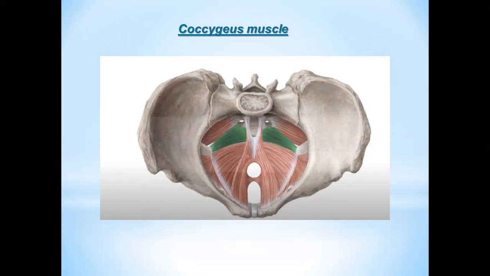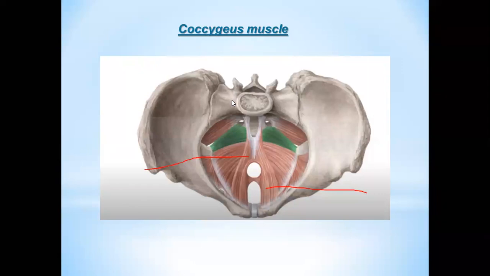And can anyone tell me which muscle is this one? And which muscle is this? Anyone, please try it out. I have unmuted you. You can all give me an answer even by unmuting yourself. Yes, puborectalis. Excellent. Pubococcygeus. Yeah, very good.